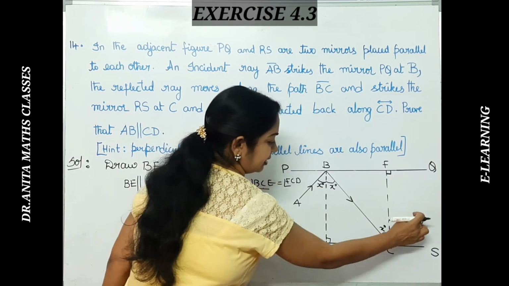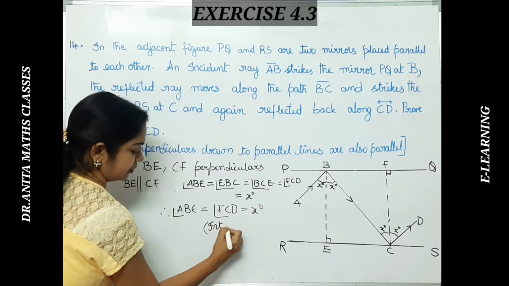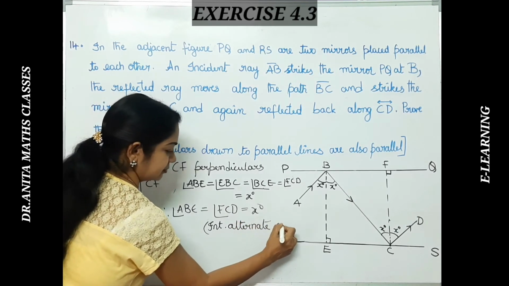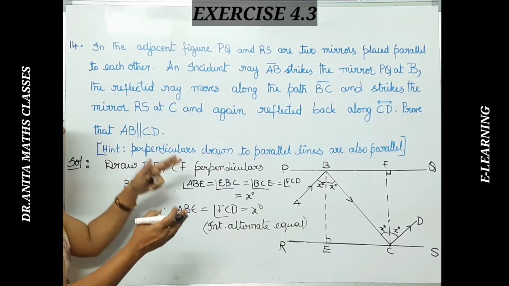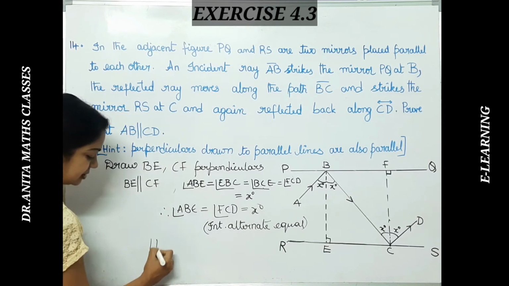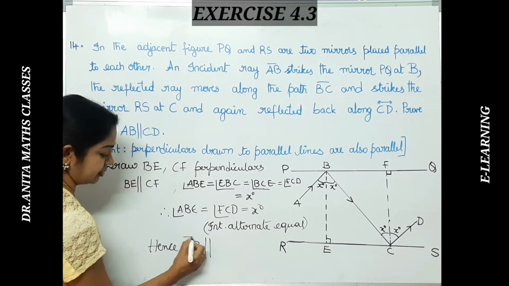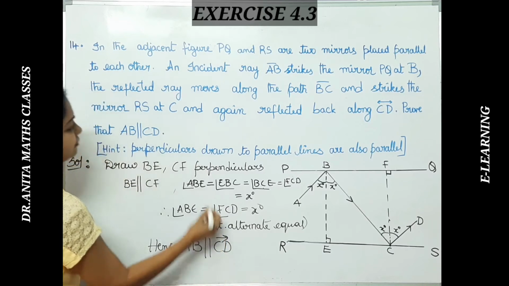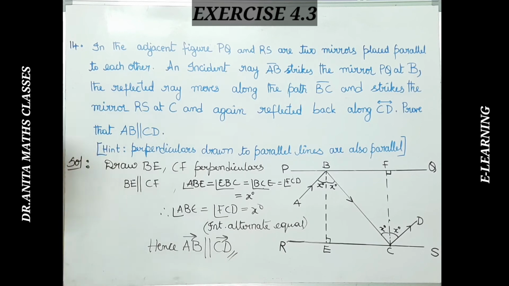So we can tell that these two are what? They are the interior alternate angles. We got these interior alternate angles equal. That means according to the axiom, when two interior alternate angles are equal, those lines are parallel to each other. Hence, ray AB is parallel to ray CD. So this is what we needed to prove: AB is parallel to CD. Like this we can prove it using the physics principles. Pause it and note it down.